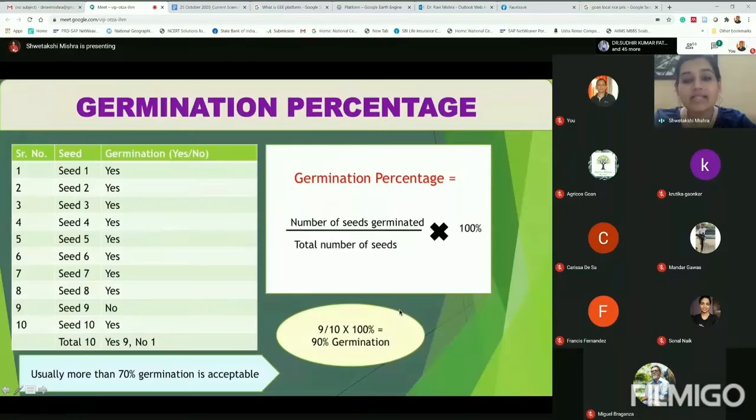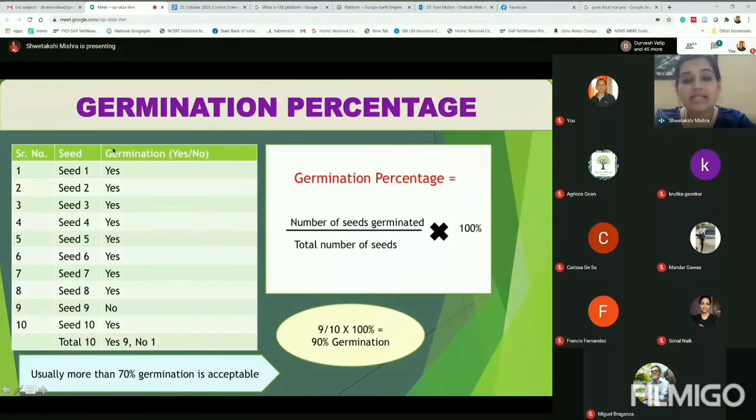Now once these seeds are germinated, we must know the germination percentage of the seeds. And for this, the simplest criteria could be just label the number of seeds and say whether they are germinated or not. So germination, that means whether the radicle and plumule have emerged out of the seed or not.